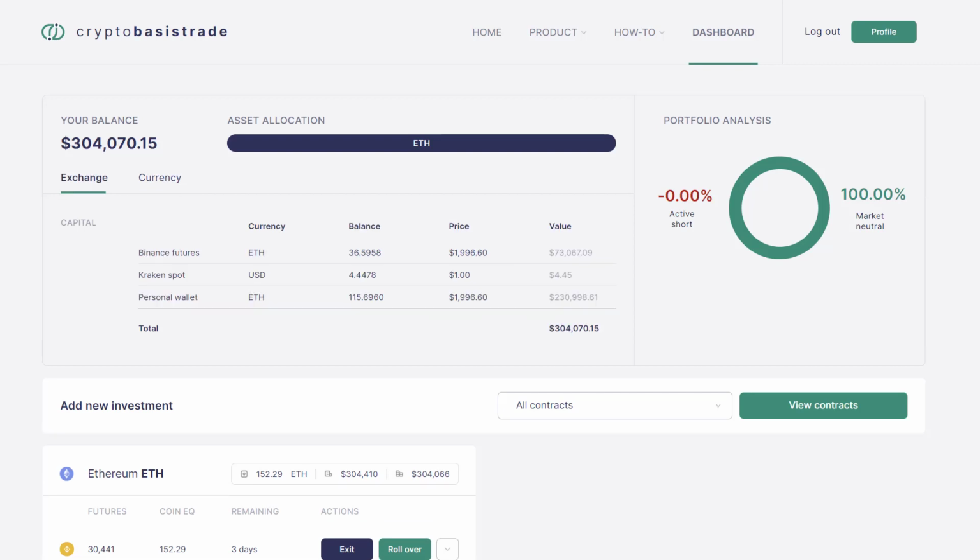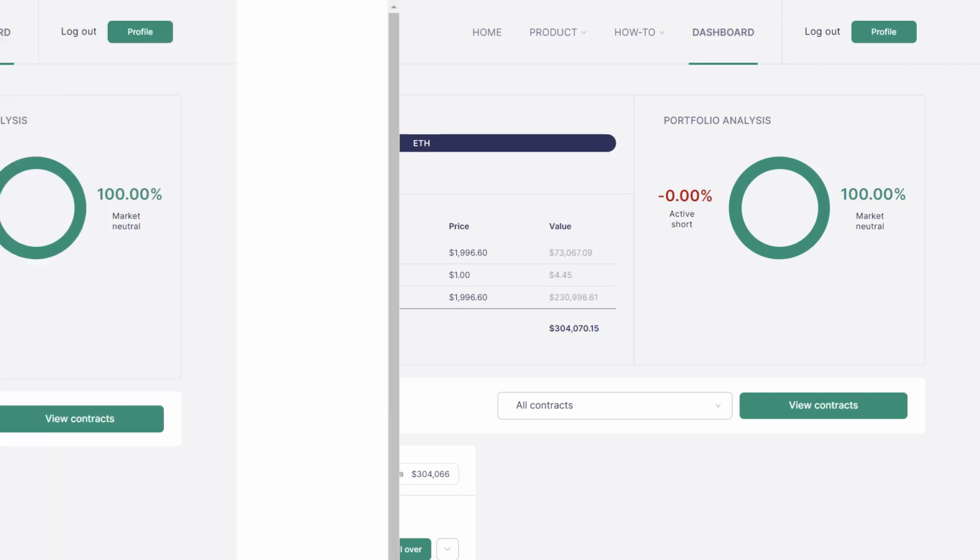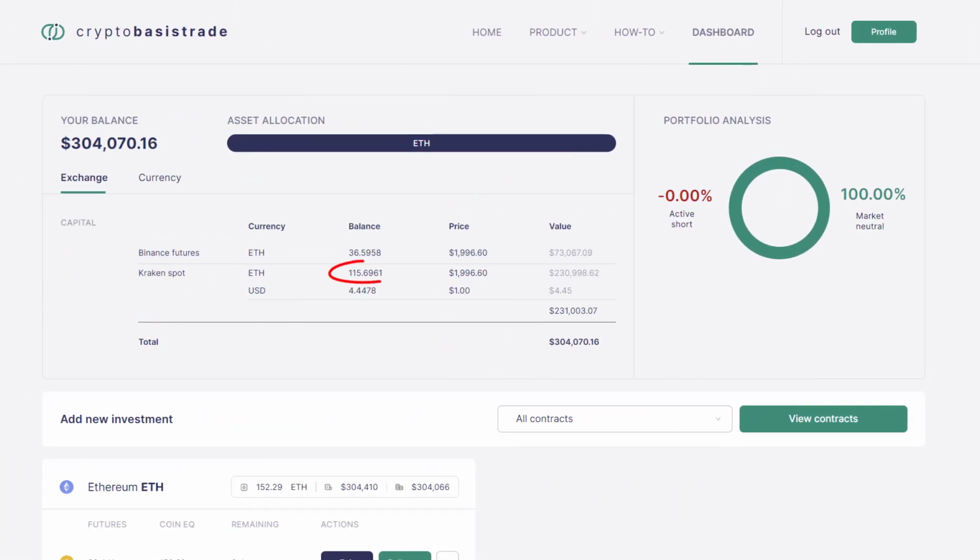To prepare for divestment, we need to move our Ether from the personal wallet to spot crypto exchange. We don't move our coins from the futures exchange yet, as we still need collateral for our outstanding futures position. As always, we transfer coins ourselves outside of the platform. We have now made the transfer.